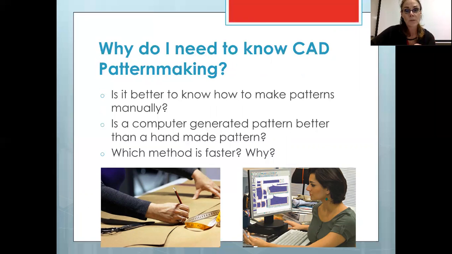Which way is better? Which method might be faster? Is there a reason why one might be faster than the other? In the long run, does that saved time make a better product or not? These are all things to consider. And for the discussion, I think I have you read some articles so that you can perhaps get some insight on different points of view.